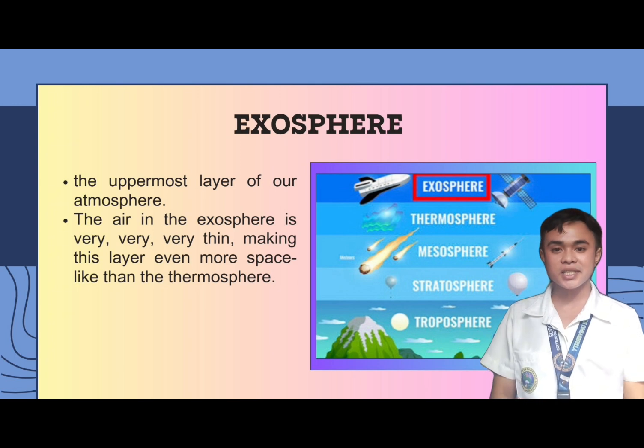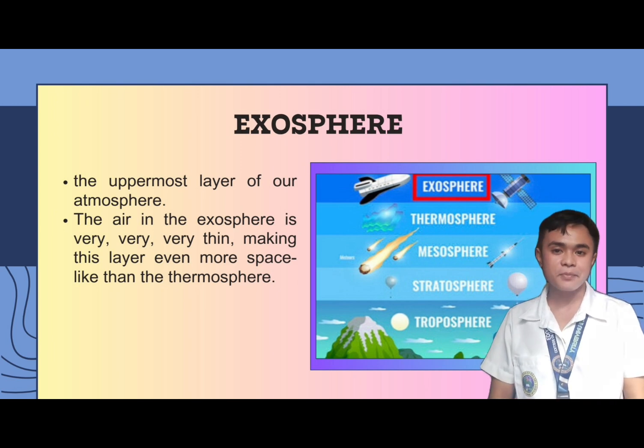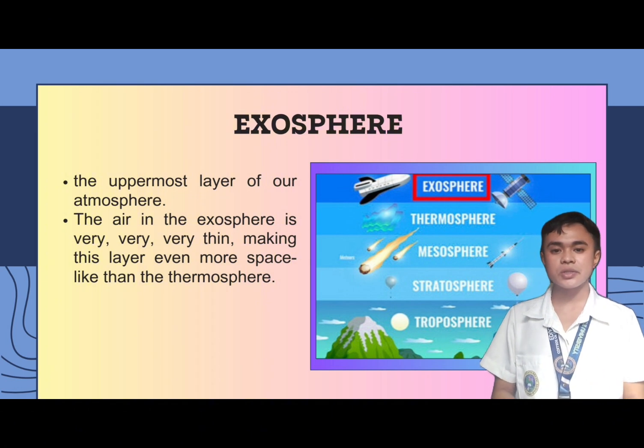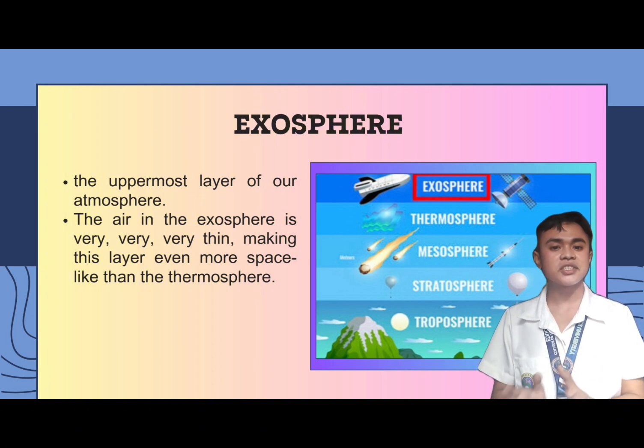Although some experts consider the thermosphere to be the uppermost layer of our atmosphere, others consider the exosphere to be the actual final frontier of Earth's gaseous envelope. As you might imagine, the air in the exosphere is very thin, making this layer even more space-like than the thermosphere. The air in the exosphere is incredibly thin, with atoms and molecules so far apart they can travel long distances without colliding.